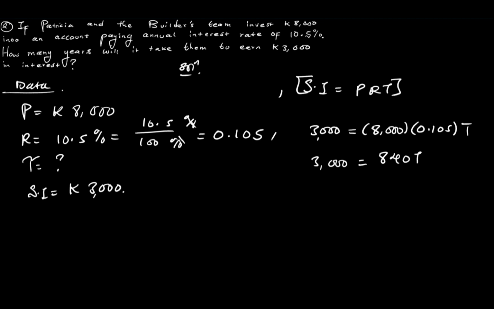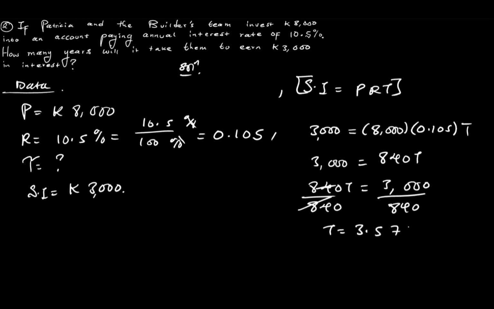Now most of us prefer seeing the equation like this. There's no difference. You can always flip it. So by solving for T, I have to divide both ends by 840. By doing so, I end up having T being equal to 3.571428571. So now, how many years would this be?